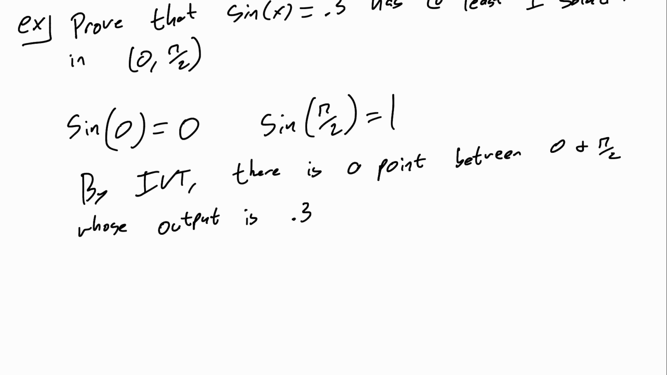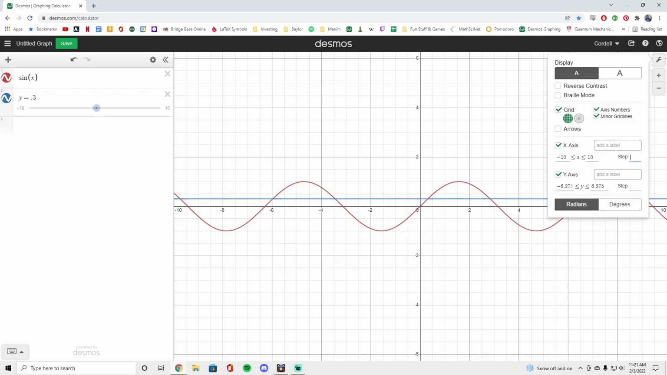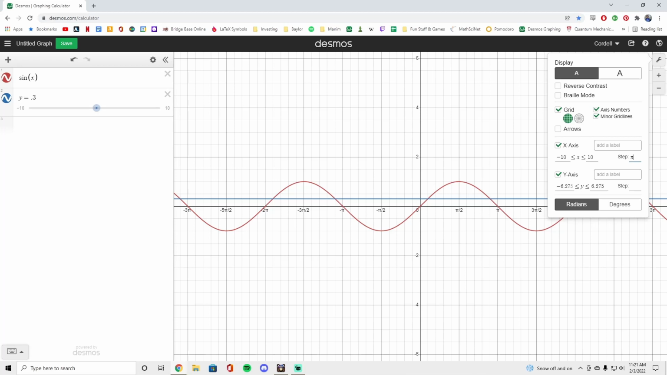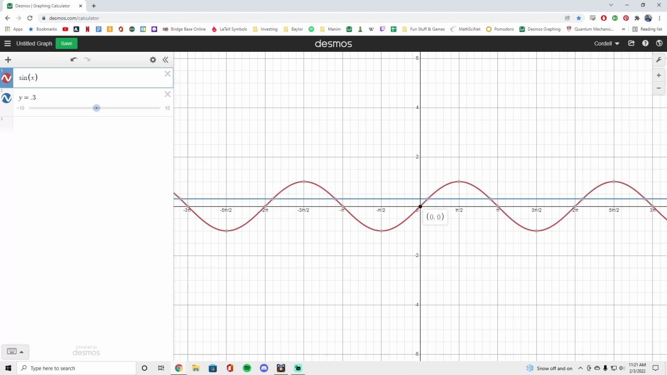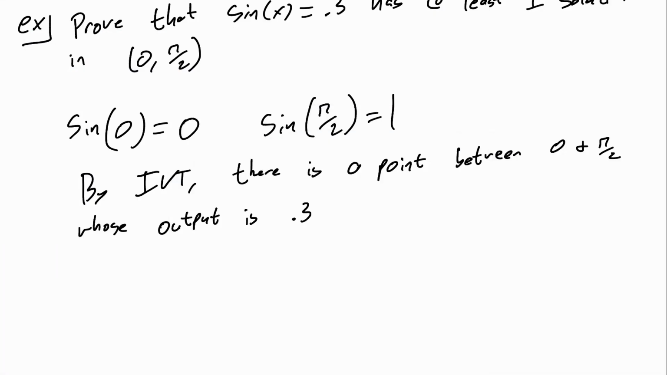In fact, let me pull up a graph right quick. So here is a graph of sine of x. Here's the line y equals 0.3. Let me change this so we can see our steps in pi. So between 0 and pi over 2, the output of this sine function at 0 is 0. The output of this sine at pi over 2 is 1. So there has to be a point somewhere in here whose output is 0.3, right there. So that's how the IVT works.